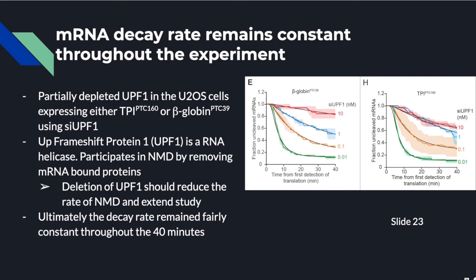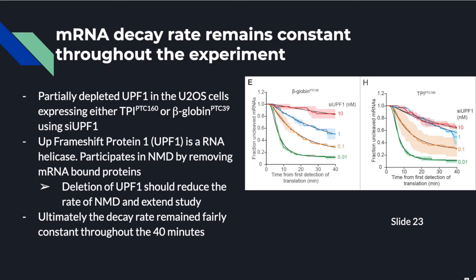UPF1, also known as frameshift protein 1, is the RNA helicase that assists in NMD by removing mRNA-associated proteins. Partial depletion of UPF1 was done using siUPF1. This was done since the authors believed that partial depletion should reduce the rate at which NMD occurs, and thereby give more time to observe translation.